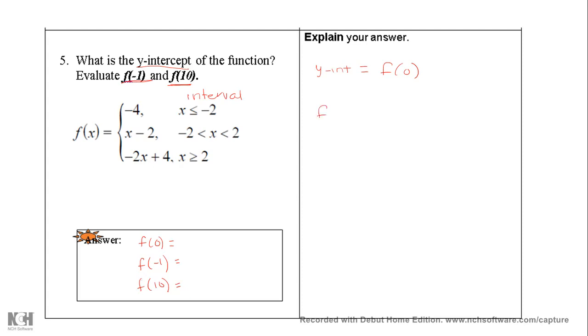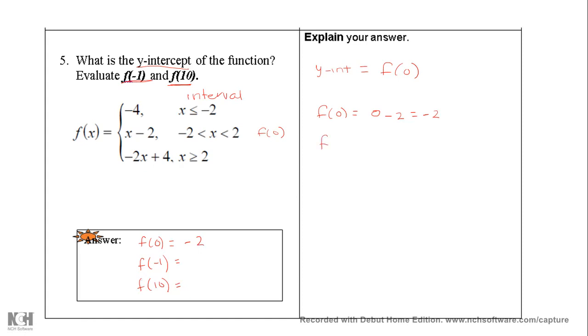So f of 0, the first thing we have to do is find out where is 0 in this interval. Which interval does it fall into? So f of 0 would fall between -2 and +2. So I'm going to substitute in my 0 into this equation. So f of 0 would be equal to 0 minus 2, which is equal to -2, the y-intercept. So the y-intercept is at -2.